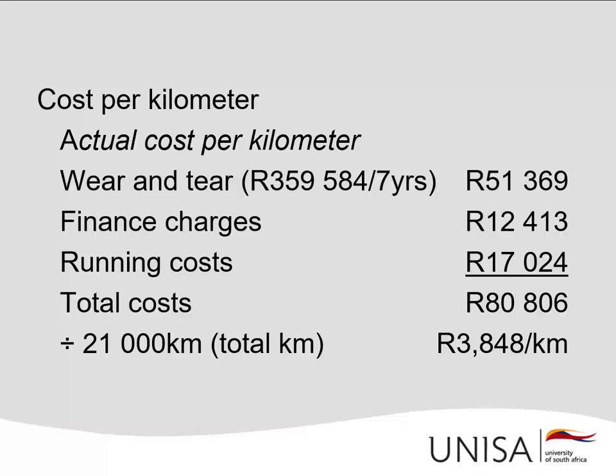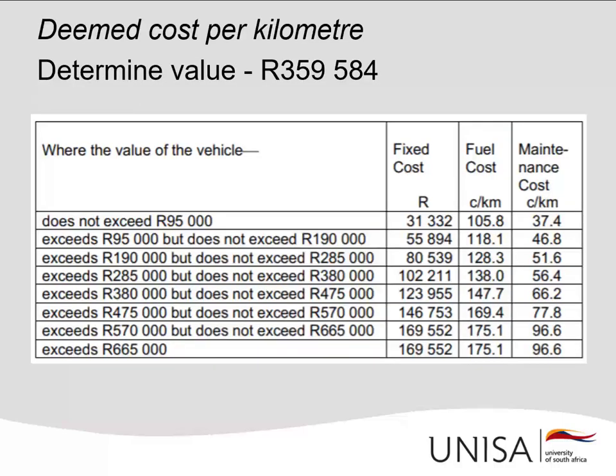Now we're not just going to use that amount, because the taxpayer can also calculate the deemed cost per kilometer, or cost per kilometer as per the tables. So if you turn to the back of your textbook, you'll see the travel allowance tables in terms of section 8, or you can Google them on the web. The table talks about the value of the vehicle, and then it gives you certain amounts in the columns, like I told you in the previous video.